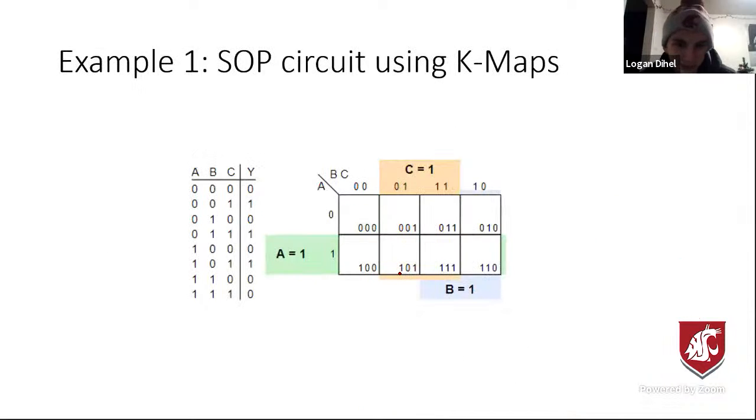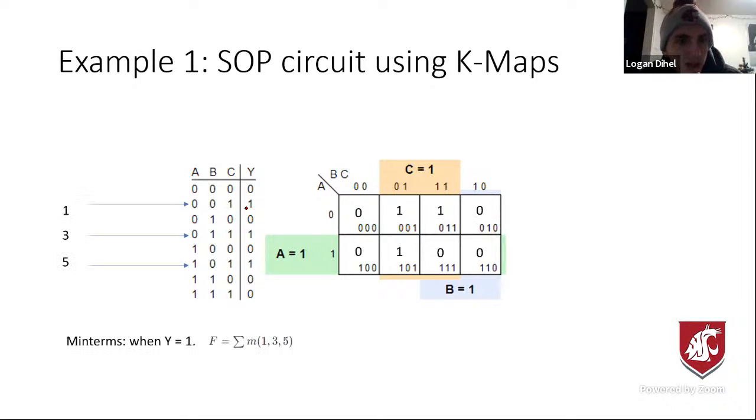Here's an example. If you're given this truth table, can you make a minimized SOP circuit? The first thing you want to do is identify where the 1s are. That happens at min terms 1, 3, and 5, because this is 1, this one's 3, this one's 5. Then we put them in the table. We see 0, 0, 1, so this goes into 0, 0, 1, and we write the 1 right there. This is 0, 1, 1, so that goes here. And this one is 1, 0, 1, so it goes there. All the other ones are 0s.